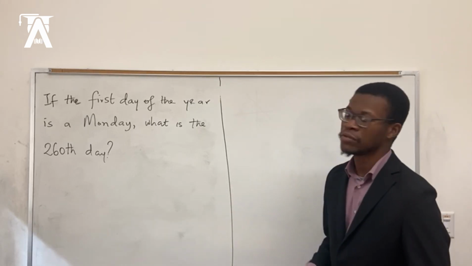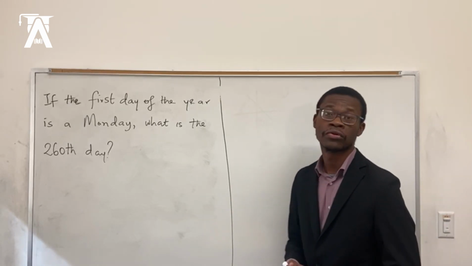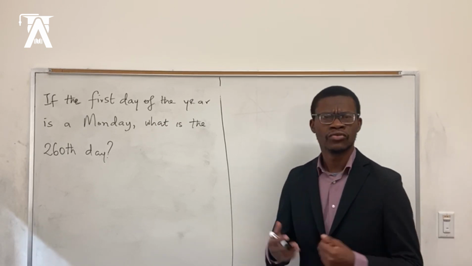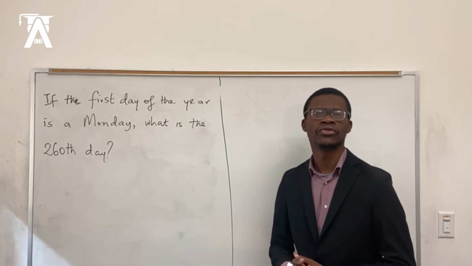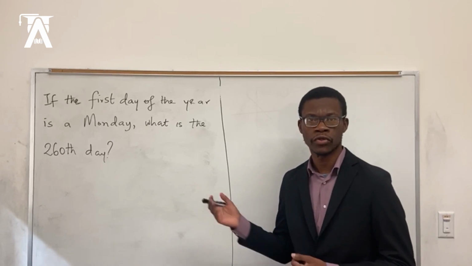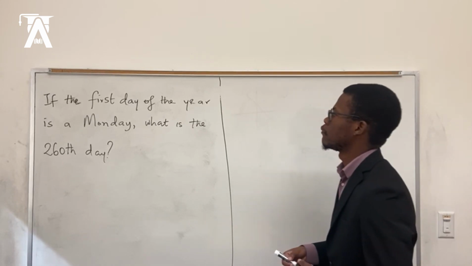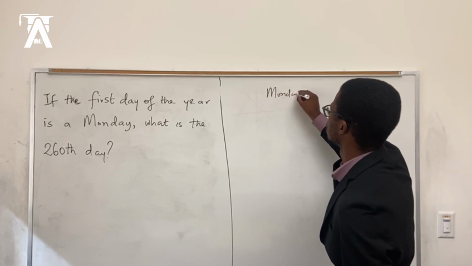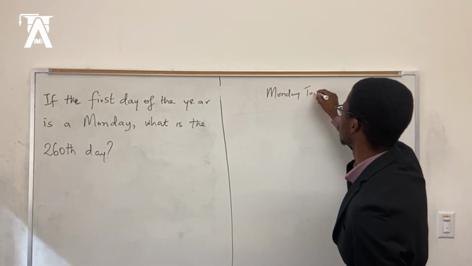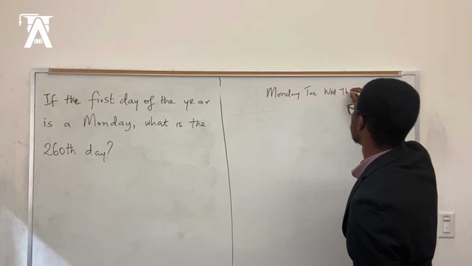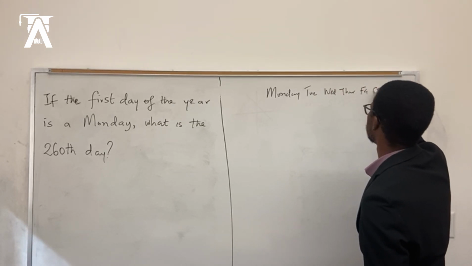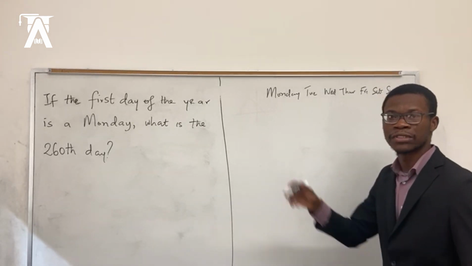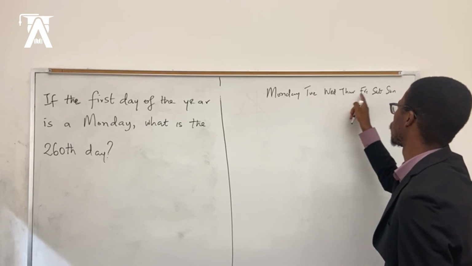So if the first day of the year is a Monday, then what's the 260th day? All right? So now, today's tip, you will just use the idea of proportions to solve this question, okay? So now, from Monday to Sunday, so Monday, Tuesday, Wednesday, Thursday, Friday, Saturday, Sunday, all right? That's a week, right? So in 7 days, 1, 2, 3, 4, 5, 6, 7.